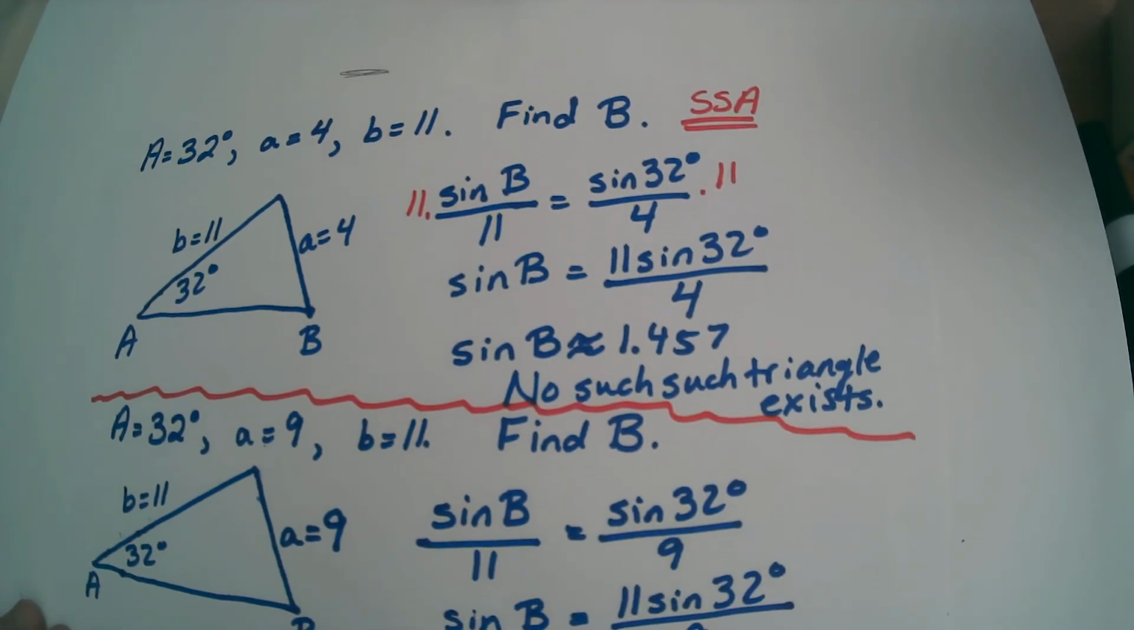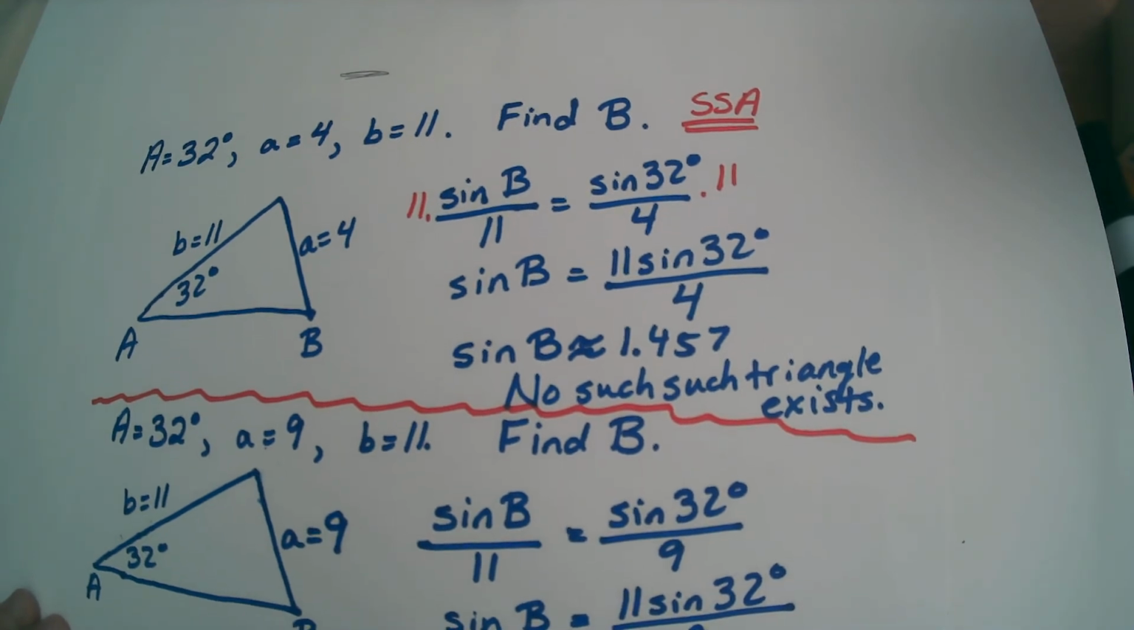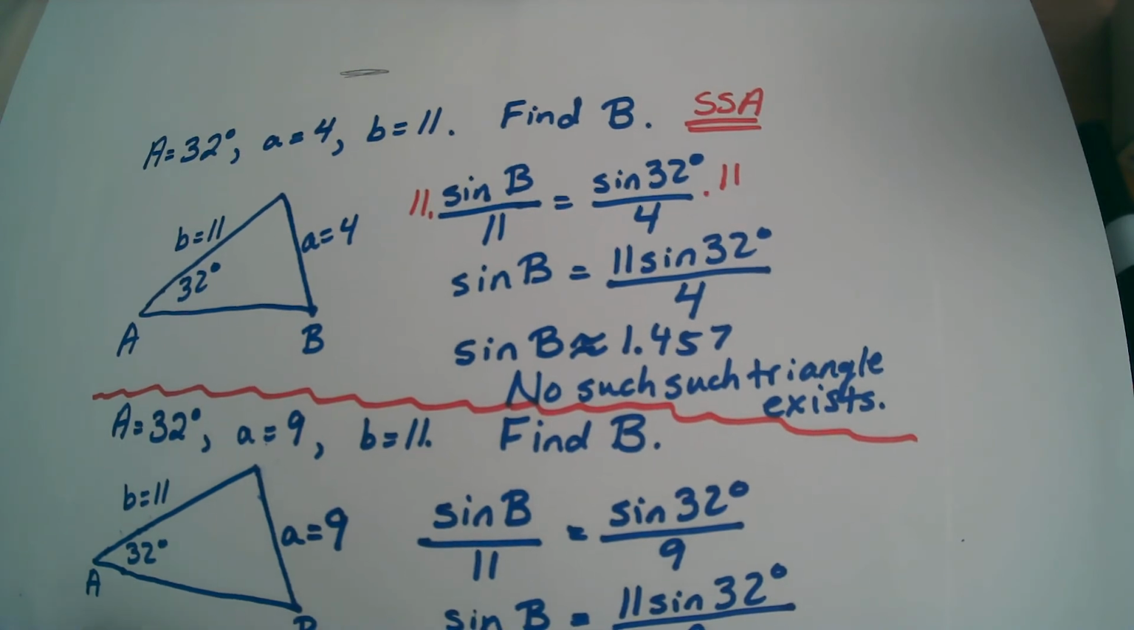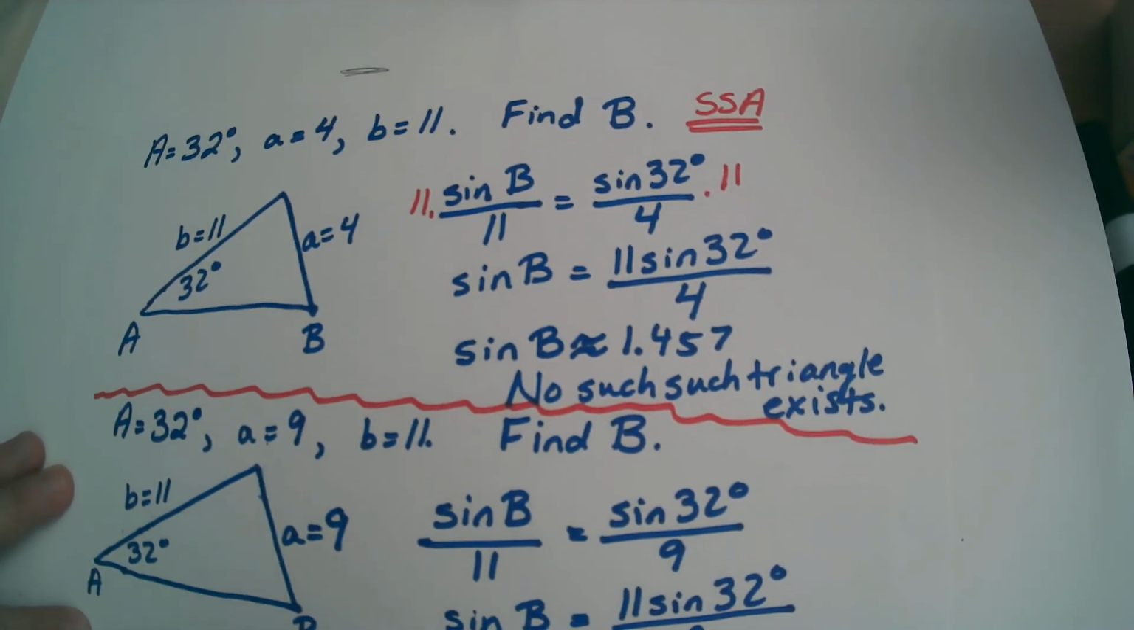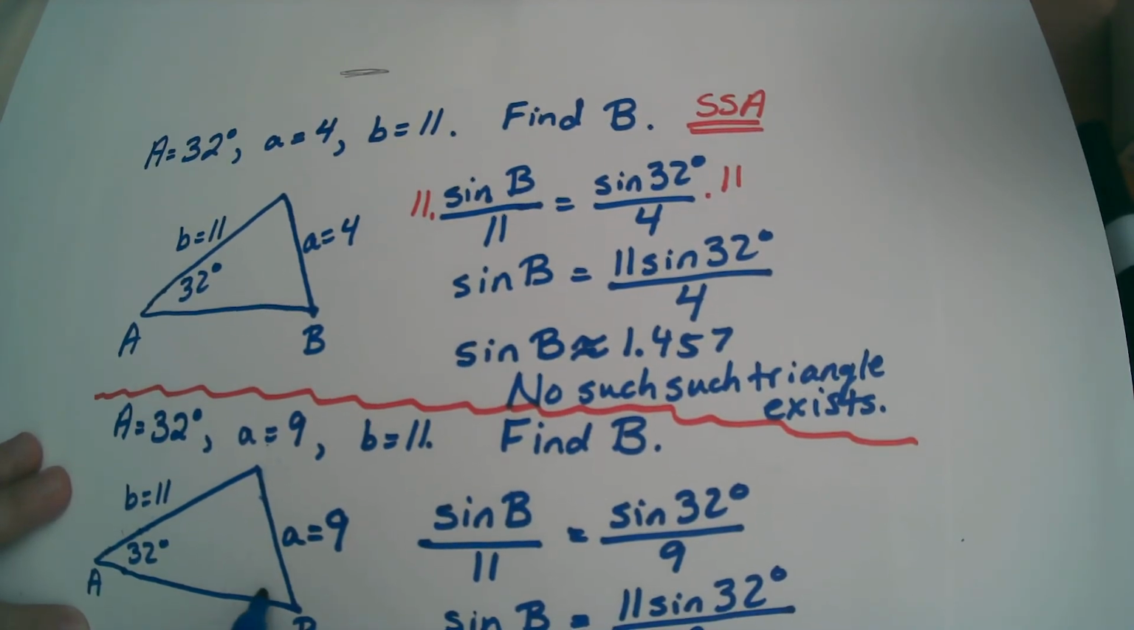But that's only the first quadrant angle. Here's the important part. We also need the second quadrant angle, which is 140 degrees. Now this time, 40 degrees is a possible value for angle B, but so too is 140 degrees. Because if we put 140 degrees in right here, 32 degrees plus 140 degrees is less than 180 degrees. So it is a possible value for angle B.